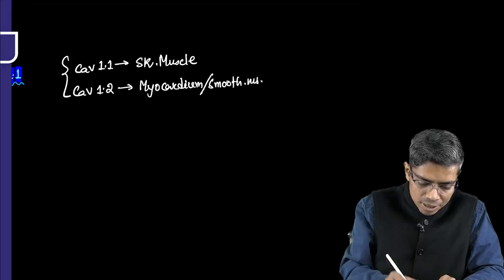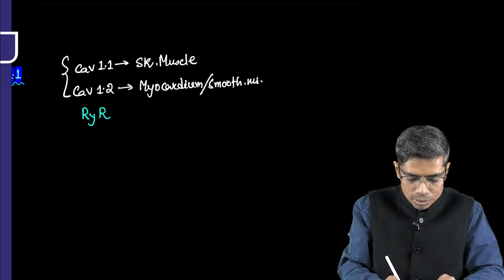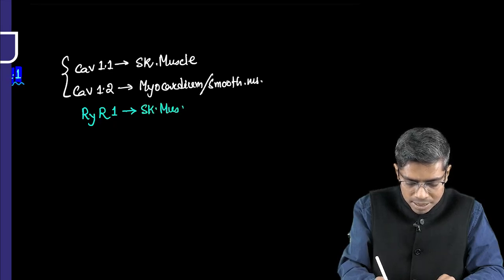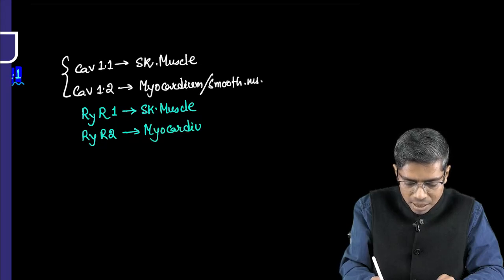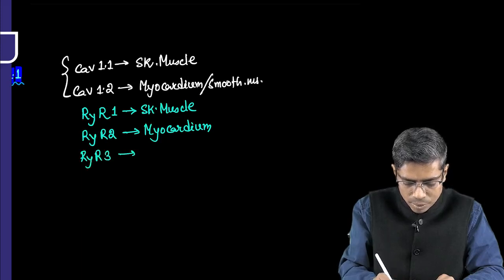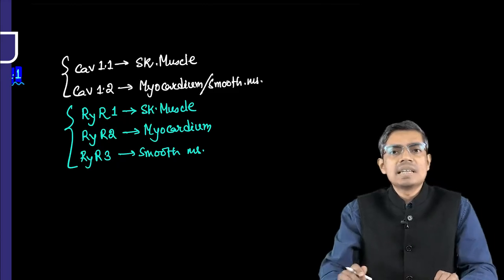Now this ryanodine receptor channel, which I told you about earlier, RYR, also has three subvarieties. RYR1 is particularly for skeletal muscle cell, RYR2 is particularly for myocardium cell, and RYR3 is for smooth muscle cell. So please remember, this is very, very essential.